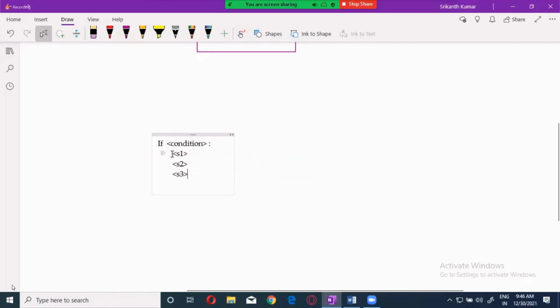Now, this block belongs to the if condition. If I write it something like this, then this will belong to if. Indentation, and outside the indentation. This is the actual purpose of indentation. Now, I will tell you what indentation is.